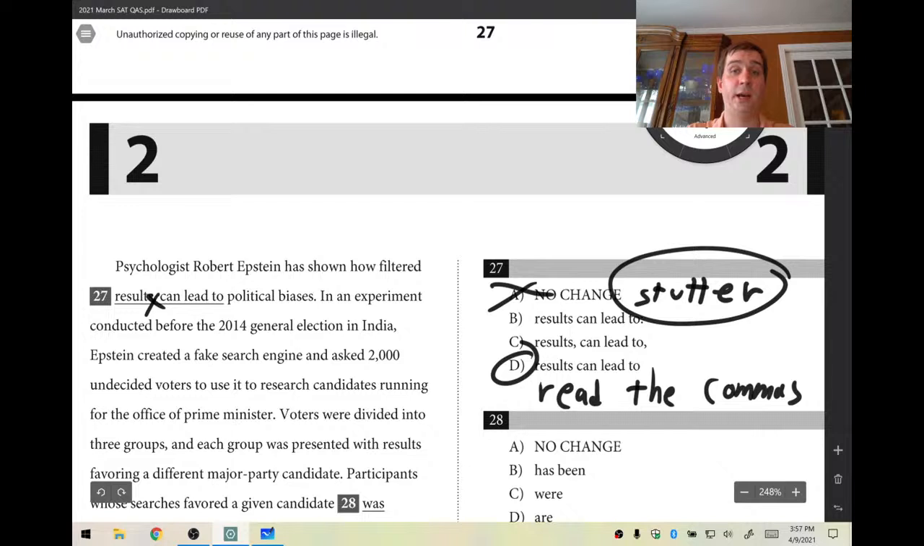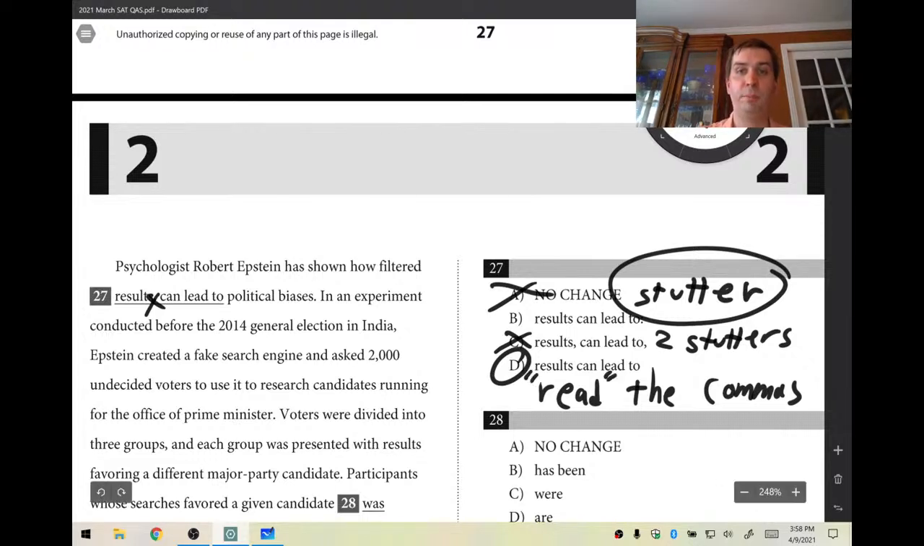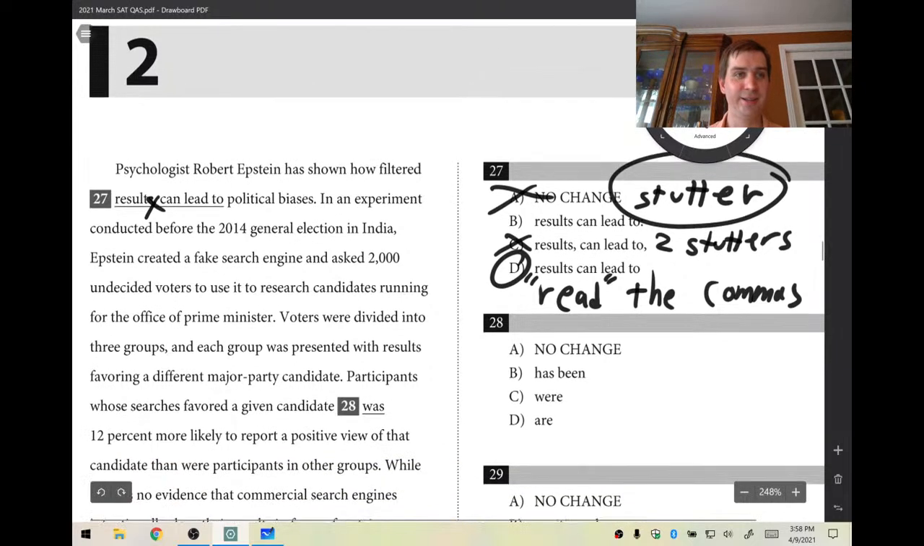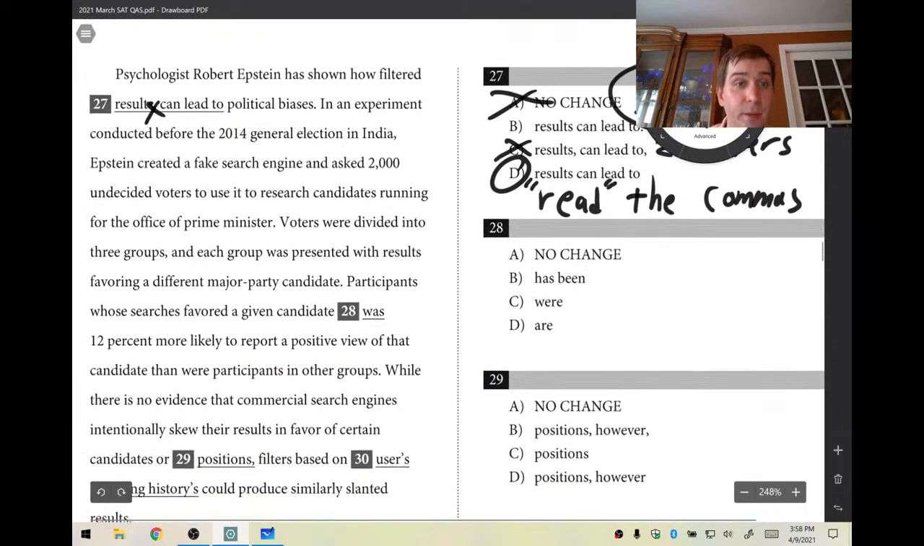If there's no pause there, answer choice C. Look at answer choice C. Multiple stutters. Psychologist Robert Epstein has shown how filtered results can lead to political biases. So that would be 2 stutters. Just be aware you can read the commas. Put a pause there, an unnaturally long pause. It shouldn't work. All right, let's look at 28.